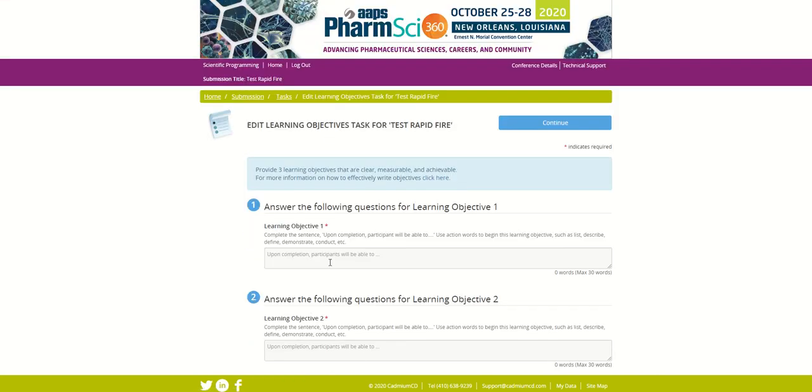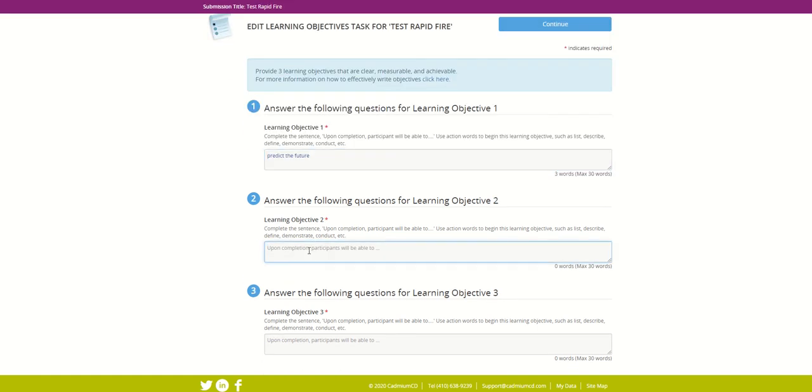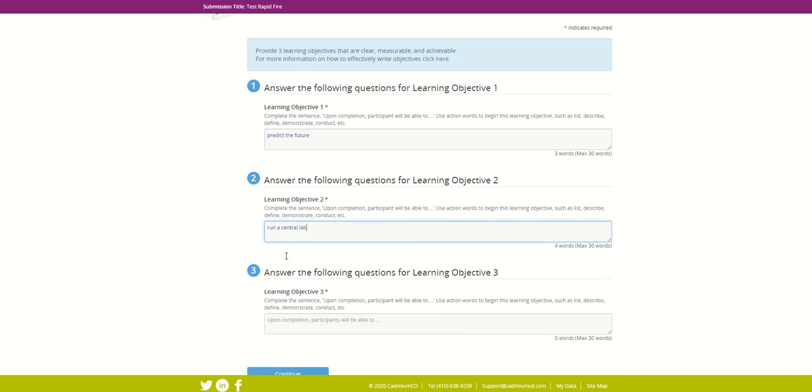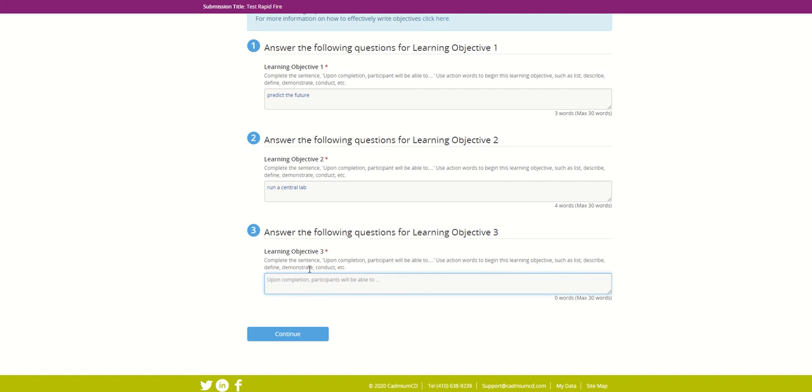Learning objectives. They will be able to predict the future. Not really, but we'll try it. Run a central lab. Again, a little overambitious for a 15-minute talk. And learning objective 3 is turn around data in 5 minutes. Okay, clearly, if I were to review this talk, I would immediately say this person's perhaps shooting too high, but it is perfectly fine for my test submission.